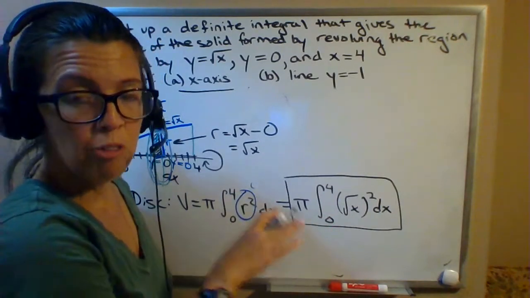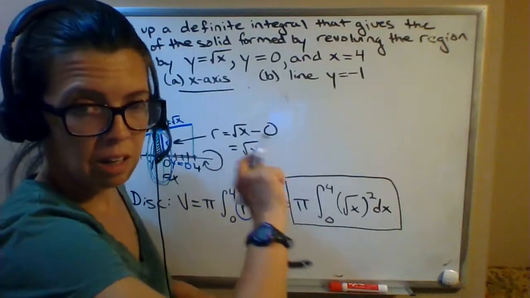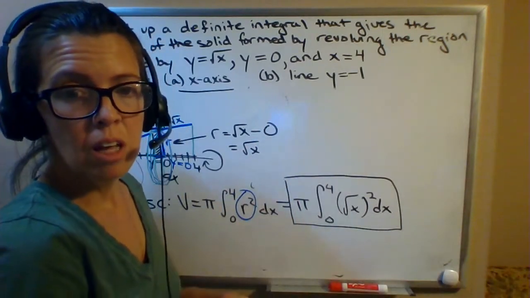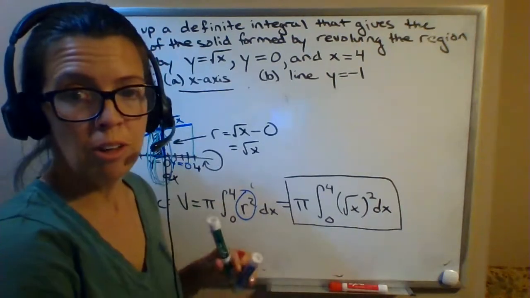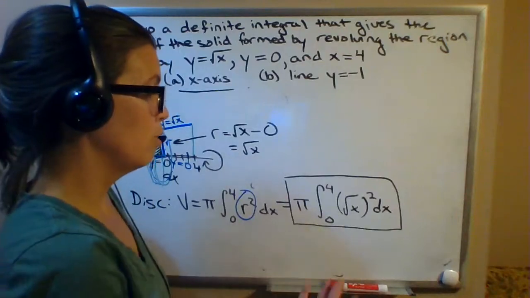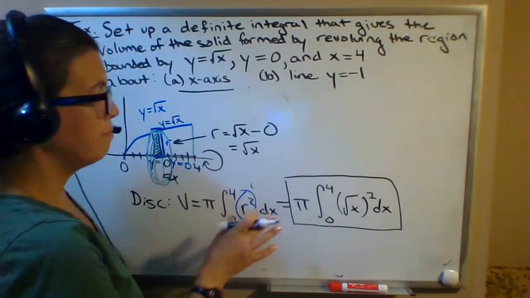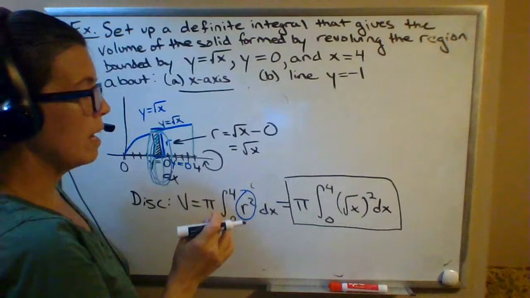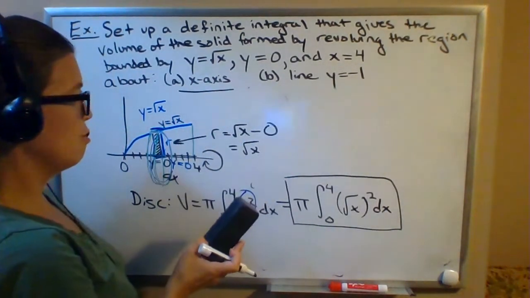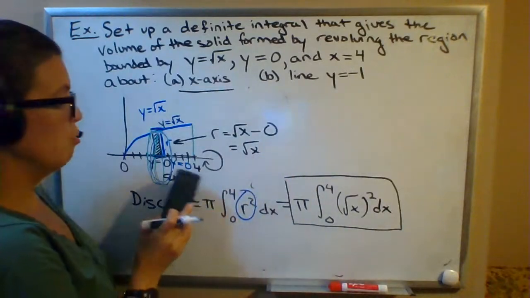For volumes, for area in 7.1, I do want you to fully evaluate those integrals just to get some practice, and to make sure that you understand how these problems are fully solved, but in this case you can leave it. Okay, so this is the answer to part A. I want to address part B here. So what if it's revolved about the line y equals -1?